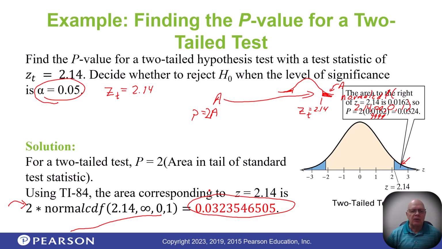Now, is that less than 0.05? Yes. So we're going to reject the null hypothesis.